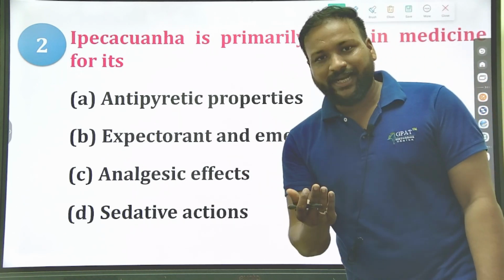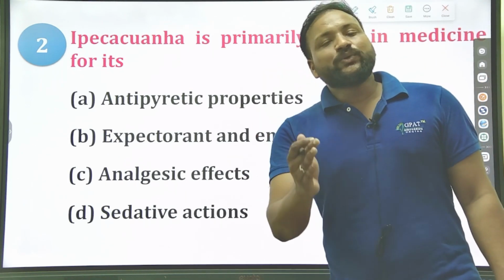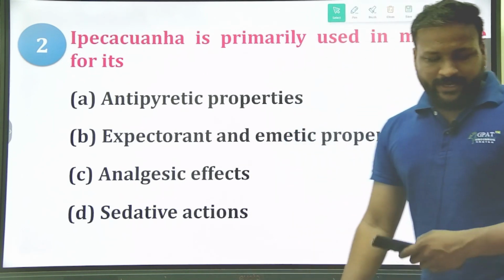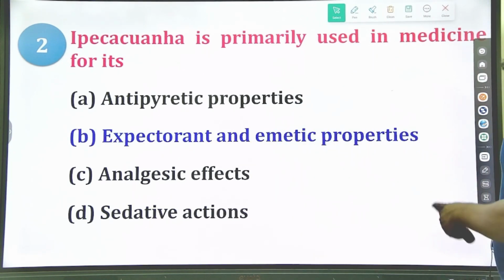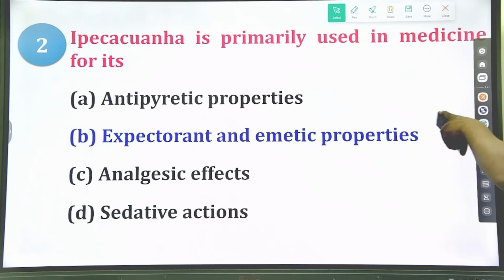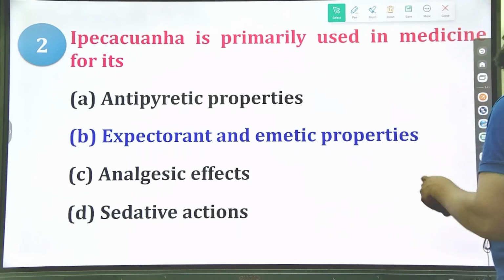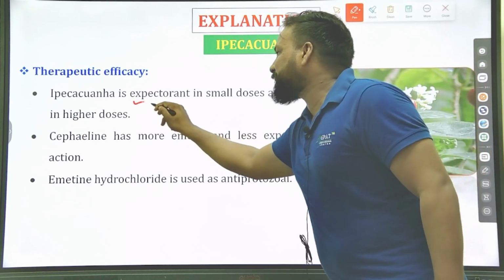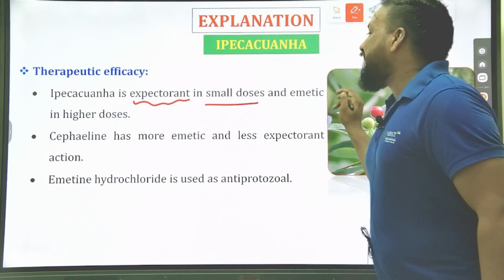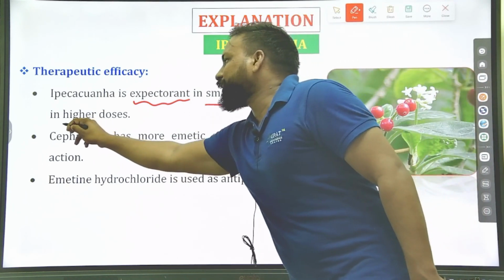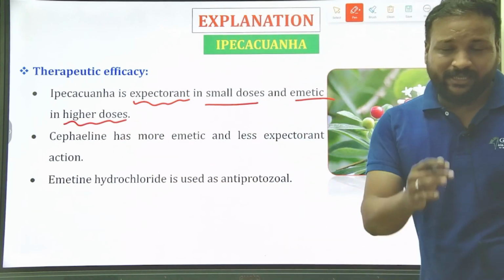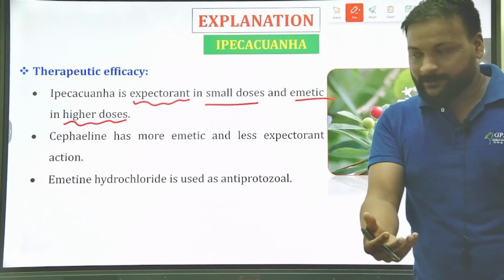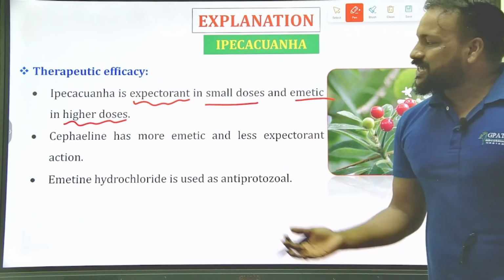You should know that the use of a particular crude drug is also very important for your preparation. Let us see the right answer for this one. B is the right answer. Ipecac has expectorant and emetic properties. Ipecac is an expectorant in small doses and emetic in higher doses. If you administer ipecac in a very small dose, it acts as an expectorant, and if you increase the dose, it acts as an emetic.